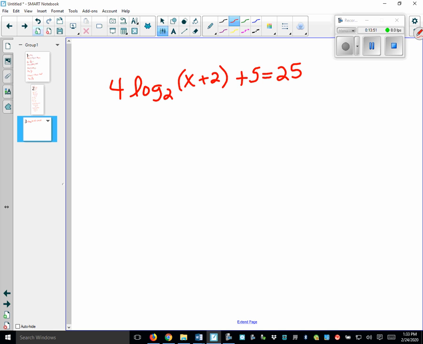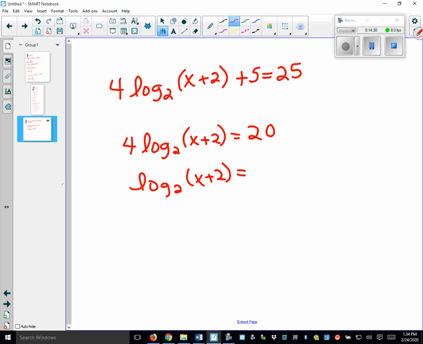All right. When I have a problem like this, I do not have the word log on both sides. So I need to get the word log on one side by itself. Minus 5. So 4 log base 2 of x plus 2 equals 20. Divide by 4. Log base 2 of x plus 2 equals 5.